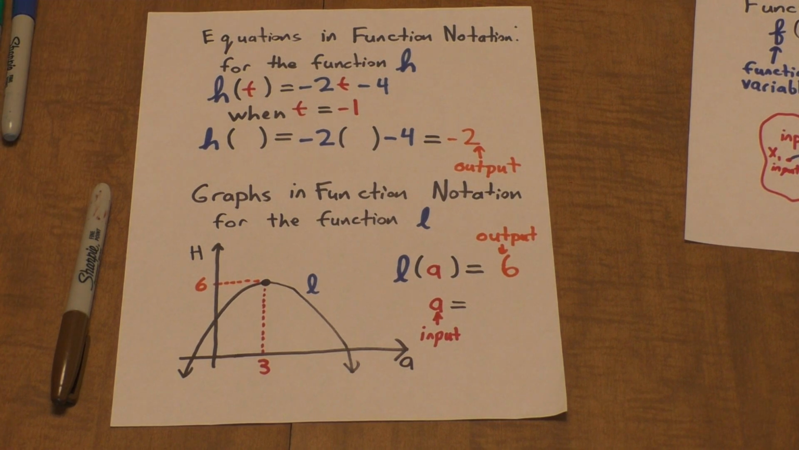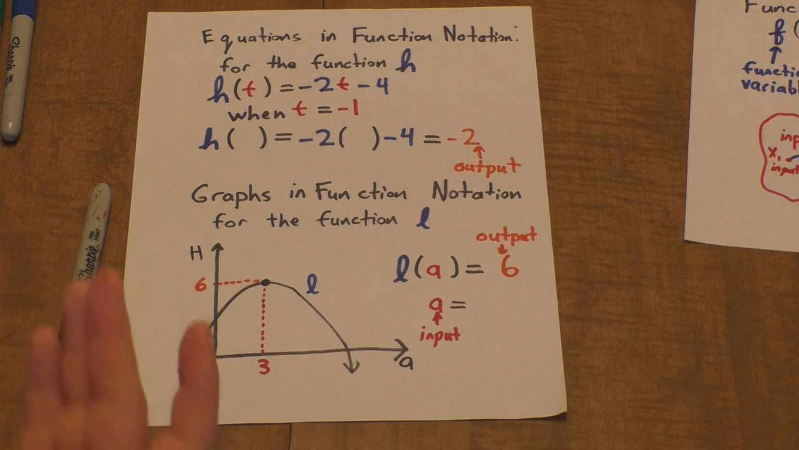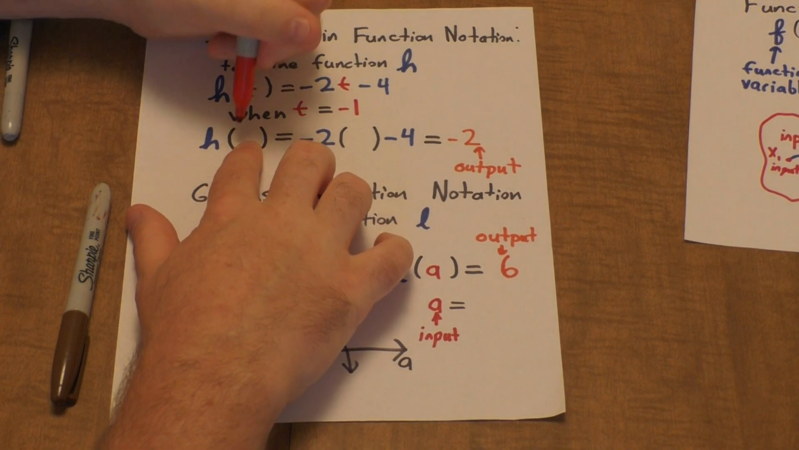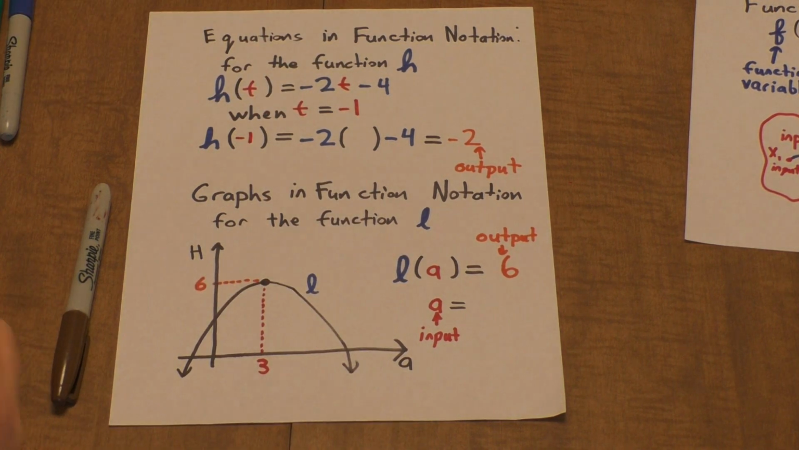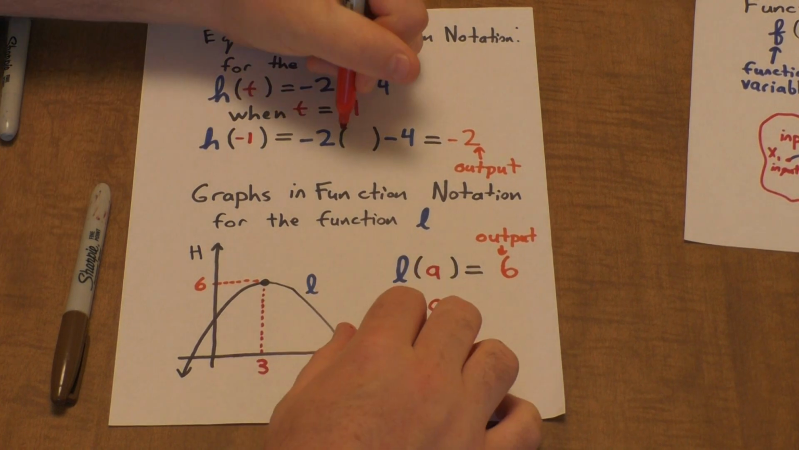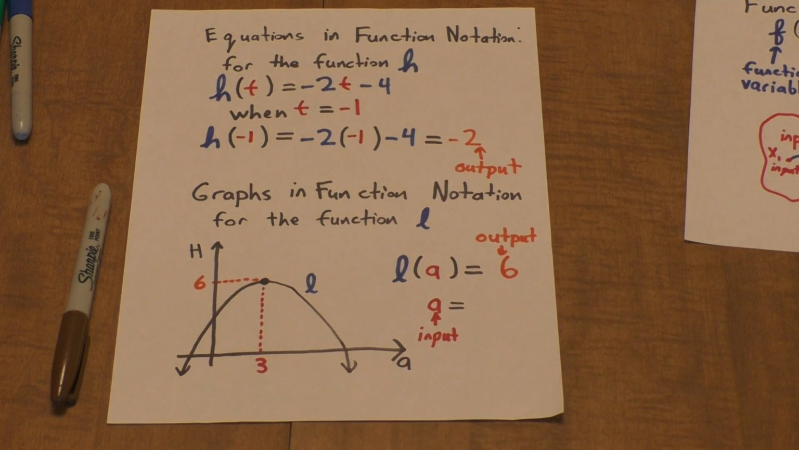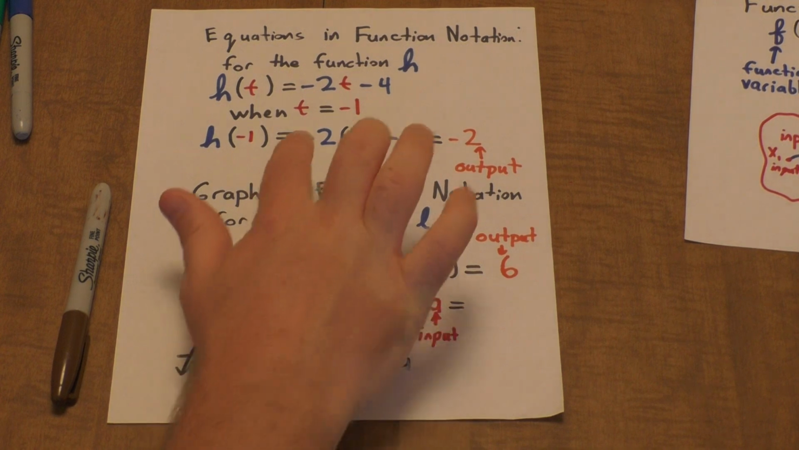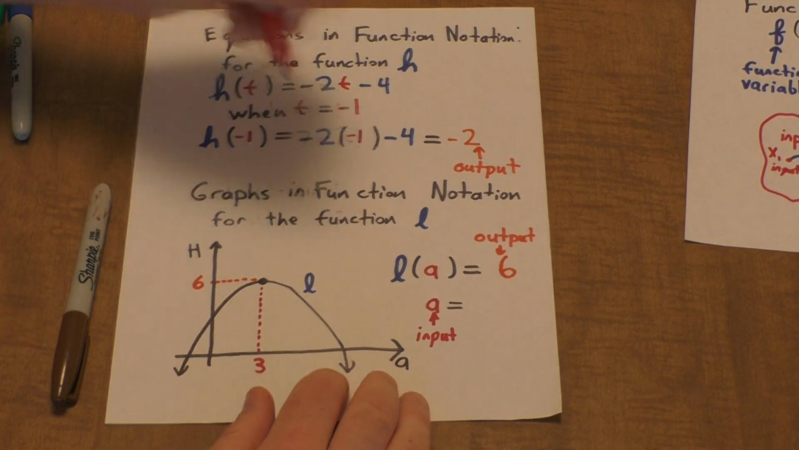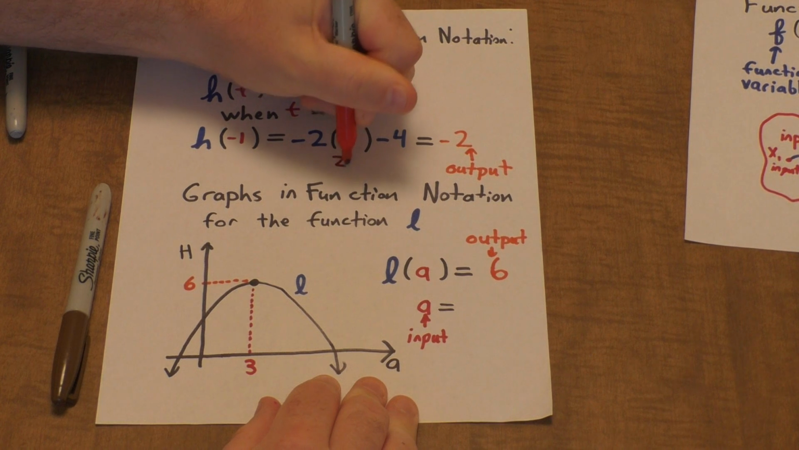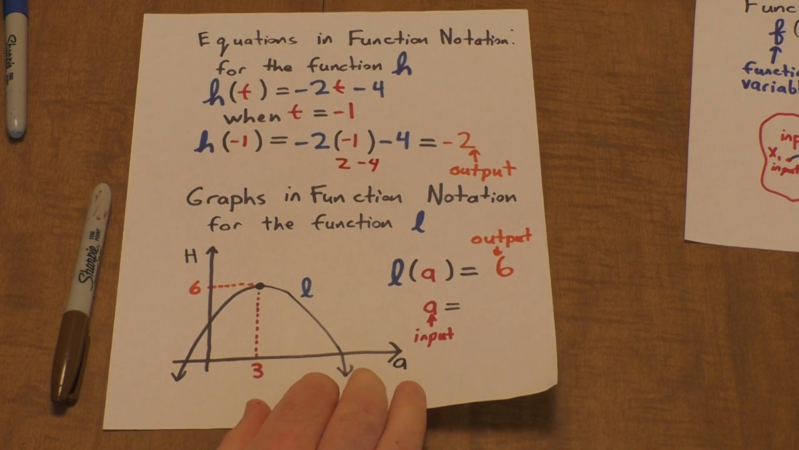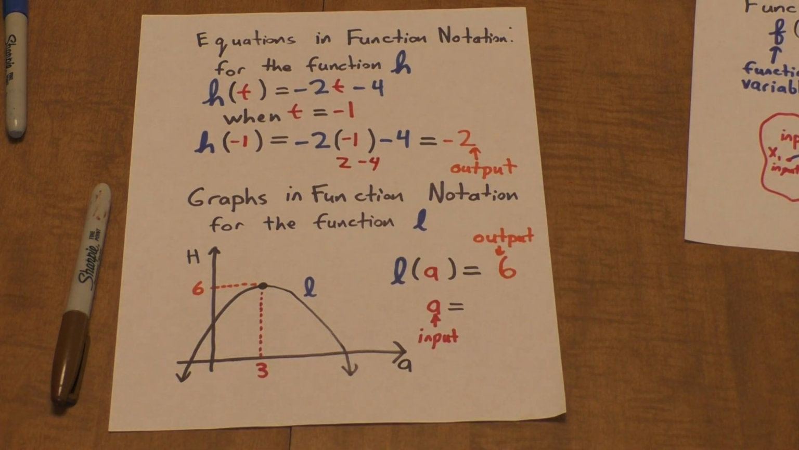So here's what I'm going to do. Instead of using just the generic variable t, I'm going to use negative 1. So I'm saying h of negative 1. So the function h when the input is negative 1 equals negative 2, well, I had a t right here in my output, so I'm going to go ahead and put a negative 1 there. So I'm just substituting. Just think of it as substitution. So again, negative 2 times negative 1 is positive 2 minus 4. Positive 2 minus 4 is negative 2, so that's the output. So when the input is negative 1, the output is negative 2.